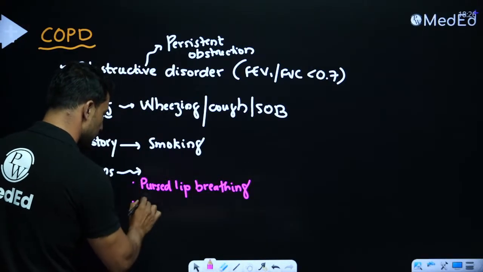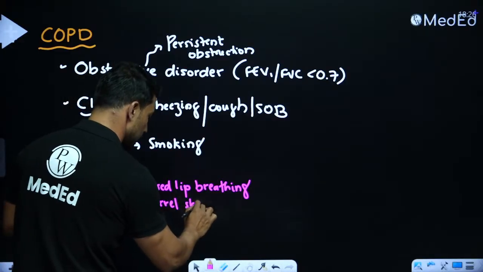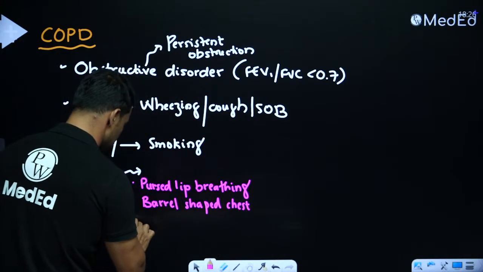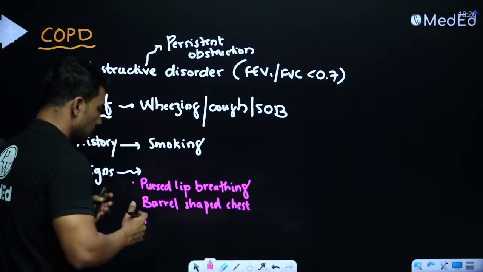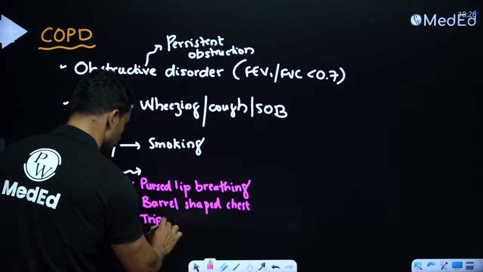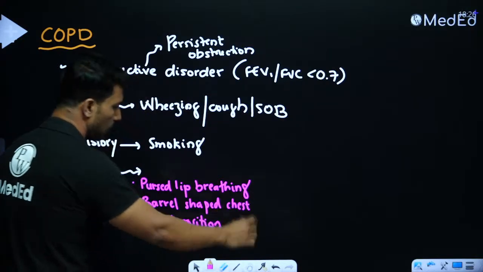Then they will have this barrel-shaped chest. And then they may have a very peculiar posture which is called the tripod position. Now what are all these?